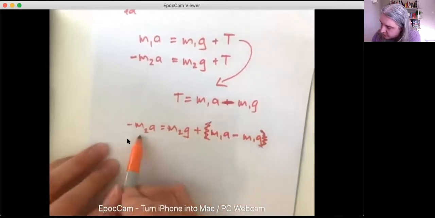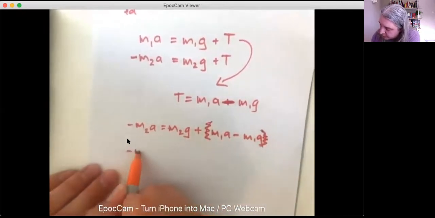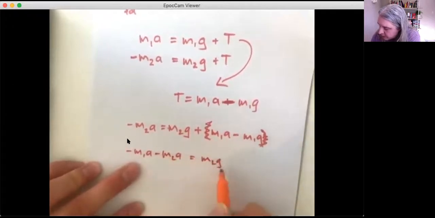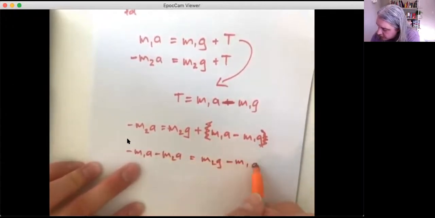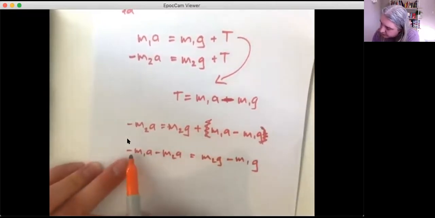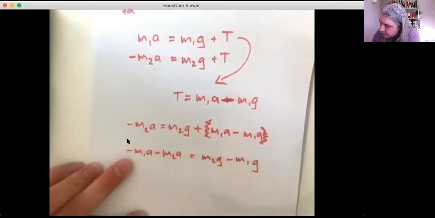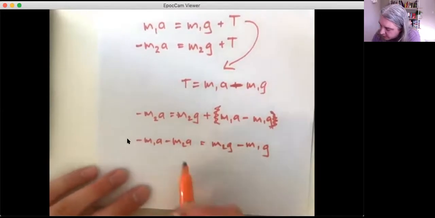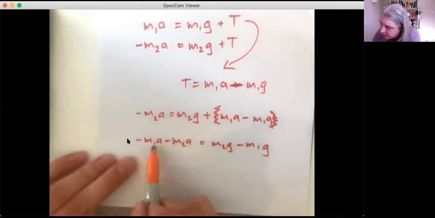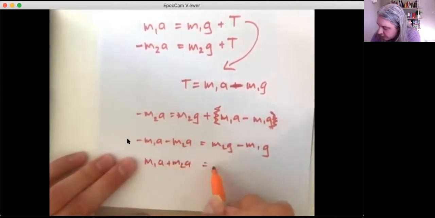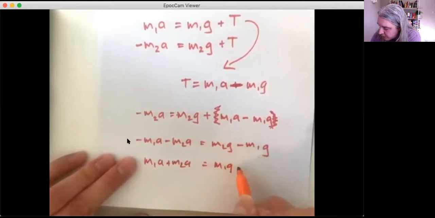Let's take this term over the other side. We get negative M1A minus M2A equals M2G minus M1G. We'll notice that we've got 3 negative terms and 1 positive term. Purely for my own sanity, I'm going to multiply by -1, making the negatives positive and the positive negative. So M1A plus M2A is equal to M1G, that's now positive, minus M2G, that's now negative.